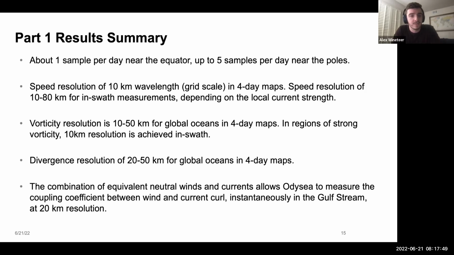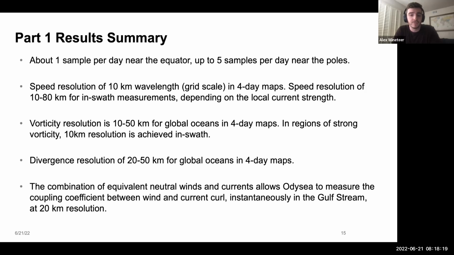The vorticity resolution is between 10 and 50 kilometers for the 4-day maps. And in regions of very strong vorticity, we can actually resolve around 10 kilometers in swath instantaneously. The divergence resolution is about 20 to 50 kilometers for the global oceans in 4-day maps. And I need to look at the in-swath divergence resolution. I didn't get around to that for this presentation.